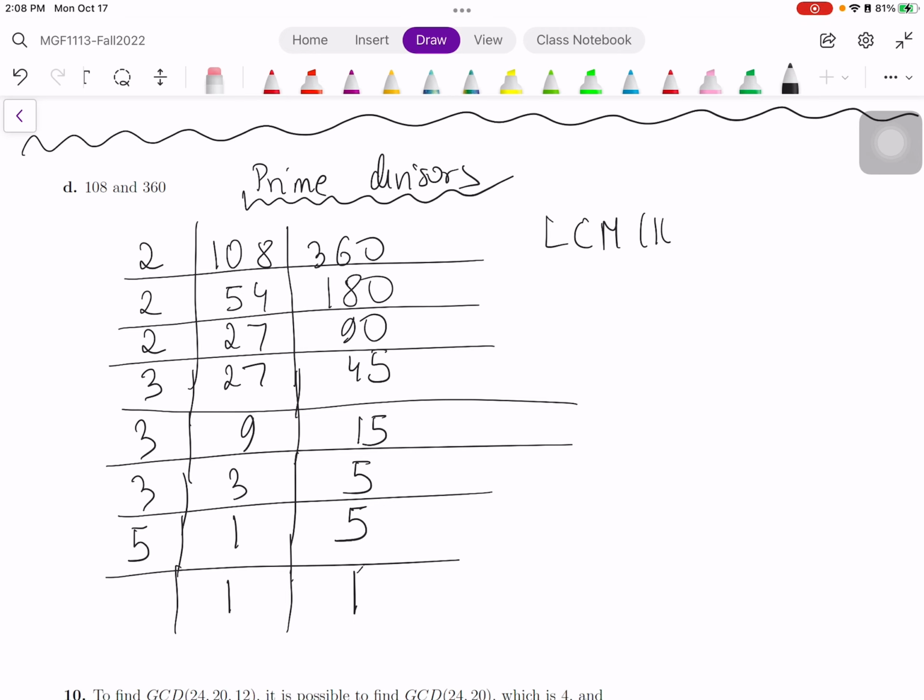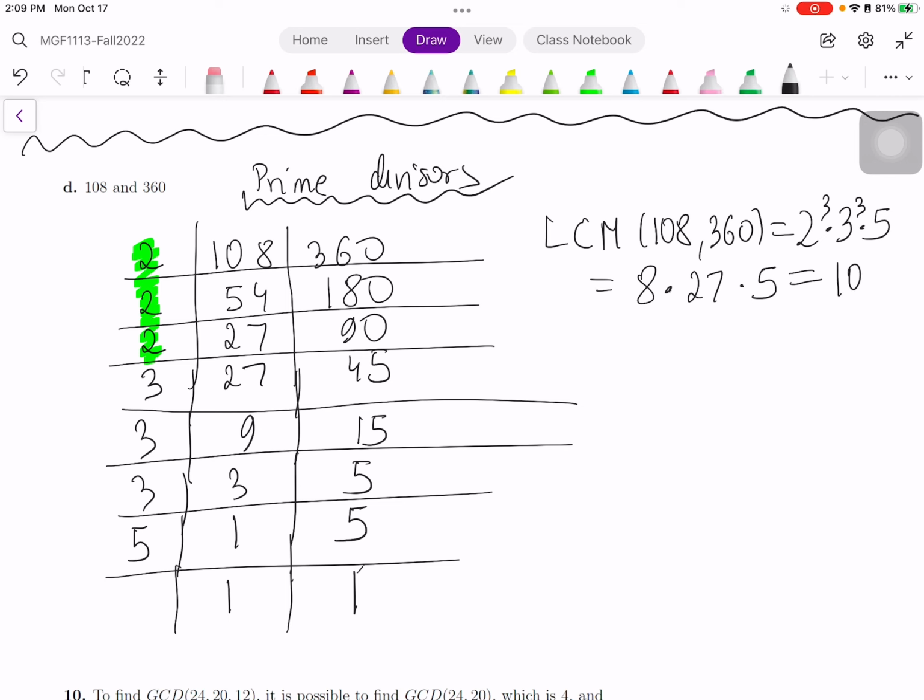That was the method for the least common multiple of the two numbers, and you just list: you have 2 times 2 times 2, or 2 to the power 3. Then 3 times 3 times 3, or 3 to the power 3, and 5. So that's 8 times 27 times 5. Okay, so you can multiply it and get the number. I use the calculator, 1080.